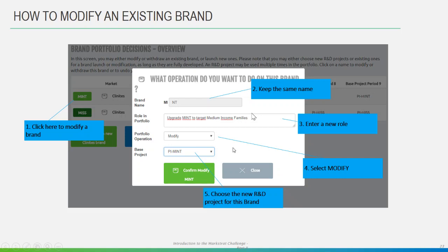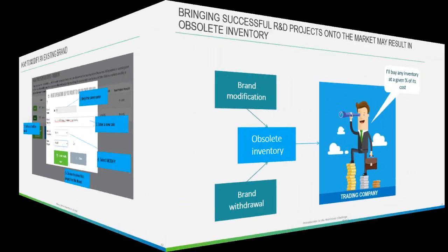If you want to modify a brand that already exists, so say that you don't want to launch a new brand, but you want to just change the physical configuration of an existing brand, but you want to keep that brand name because there is a lot of awareness and things built up, you can just do modification. So we're going to keep the same brand name, click modify, specify the base project that we're going to use to create this new brand, and then you click confirm, modify.